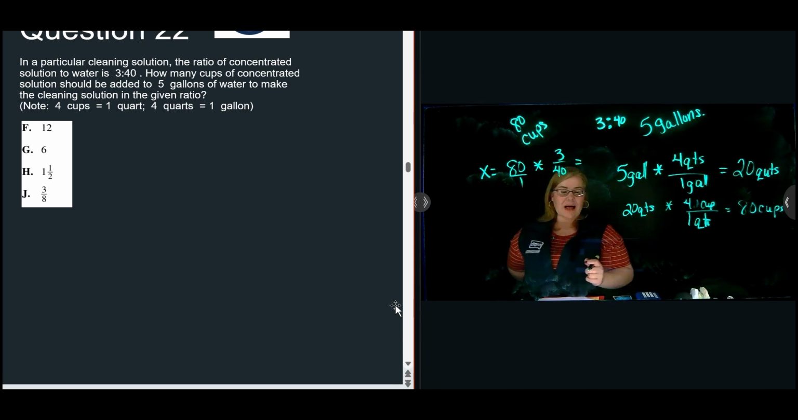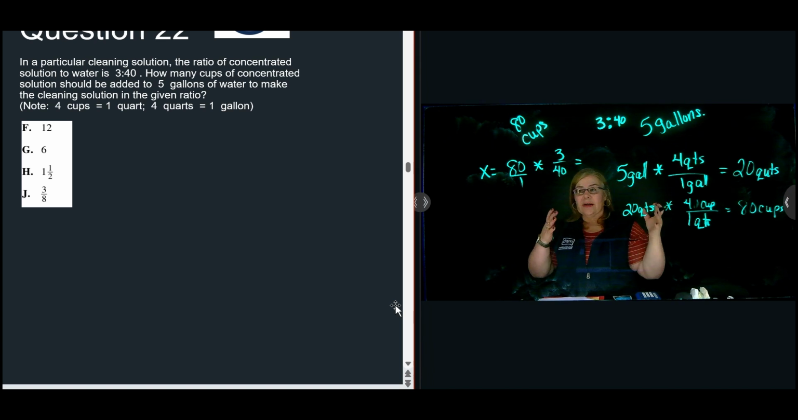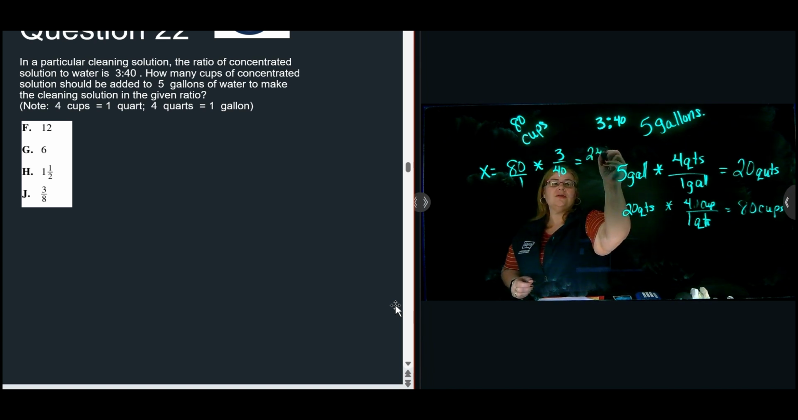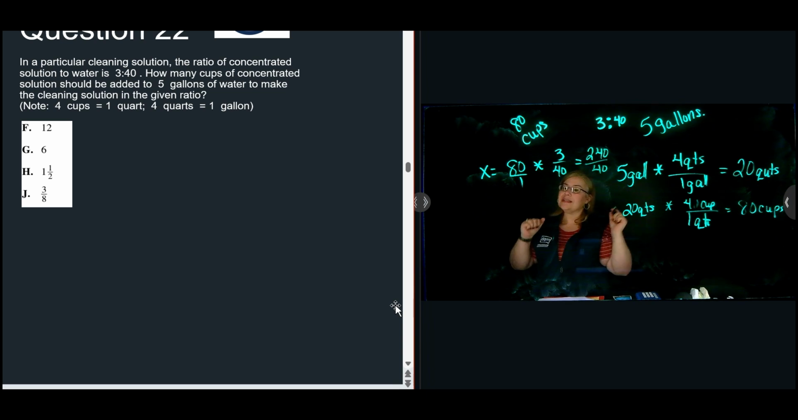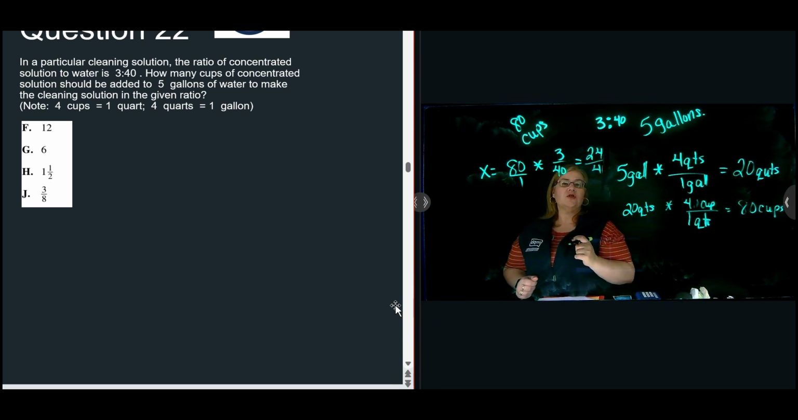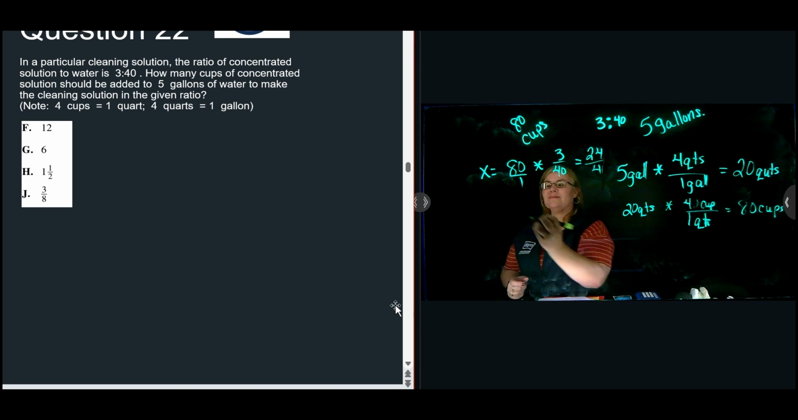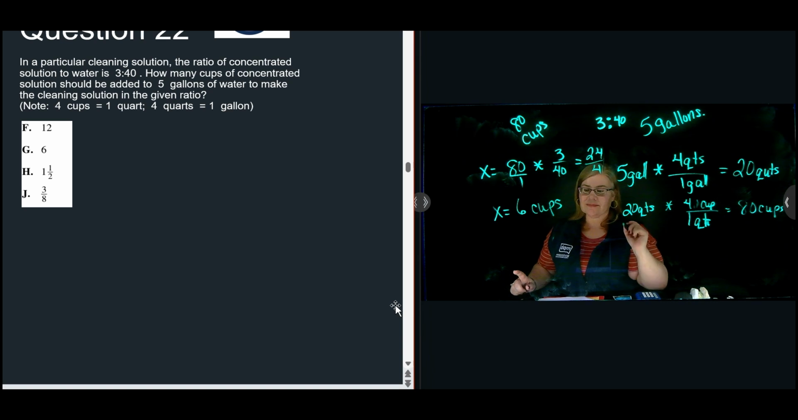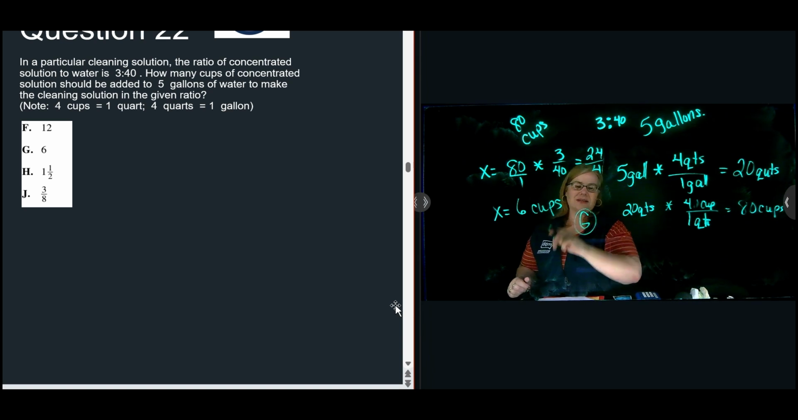Well, when I multiply a fraction, I multiply straight across. So I have 240 over 40. Always reduce that. So 24 divided by 4 is what? So I'm going to need 6 cups. So what's my answer? My answer is G.